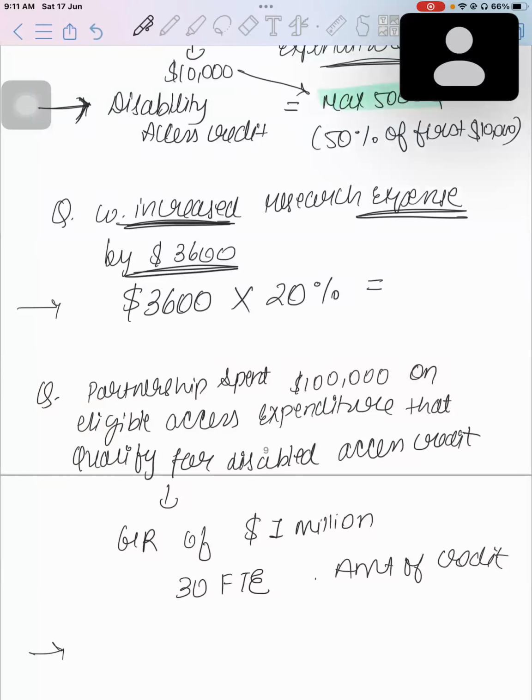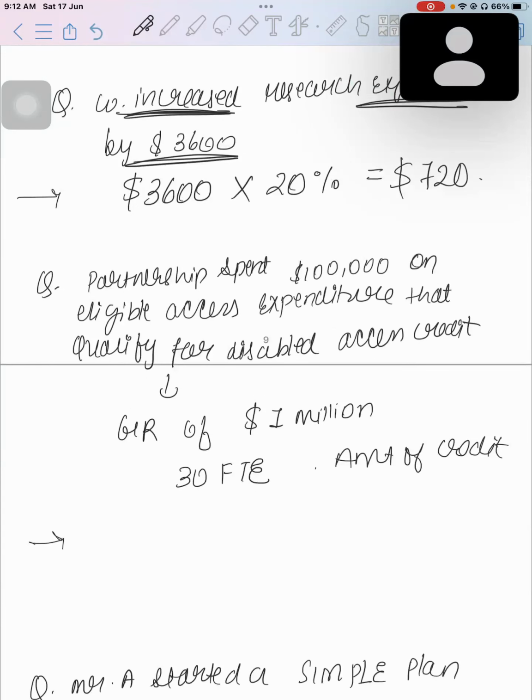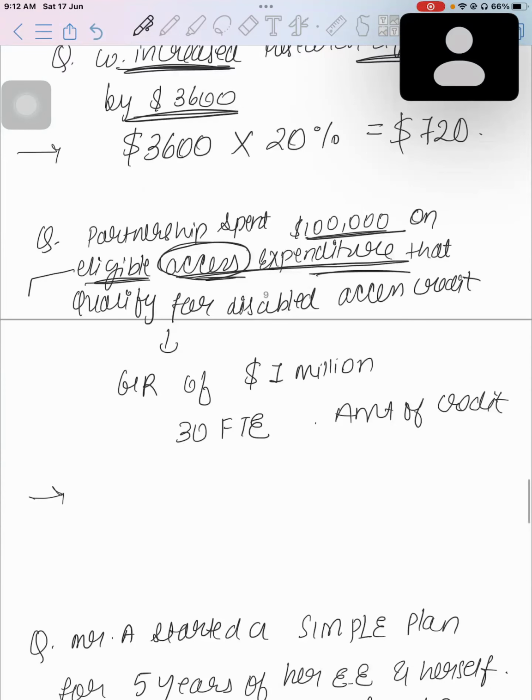720. 0.20. It's 720. Okay. Next question is, a partnership firm spent 100,000 on eligible excess expenditure. So instead of using the word disability, they can use this word also, eligible excess expenditure. So what is this? This is related to disability access.